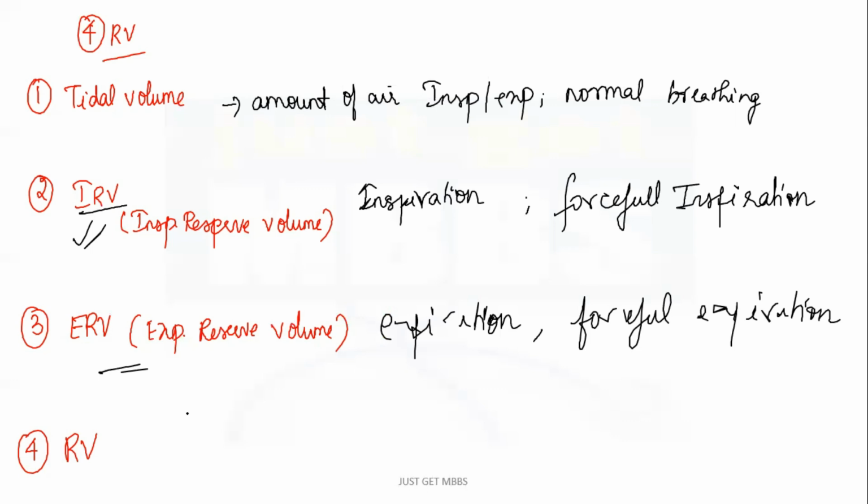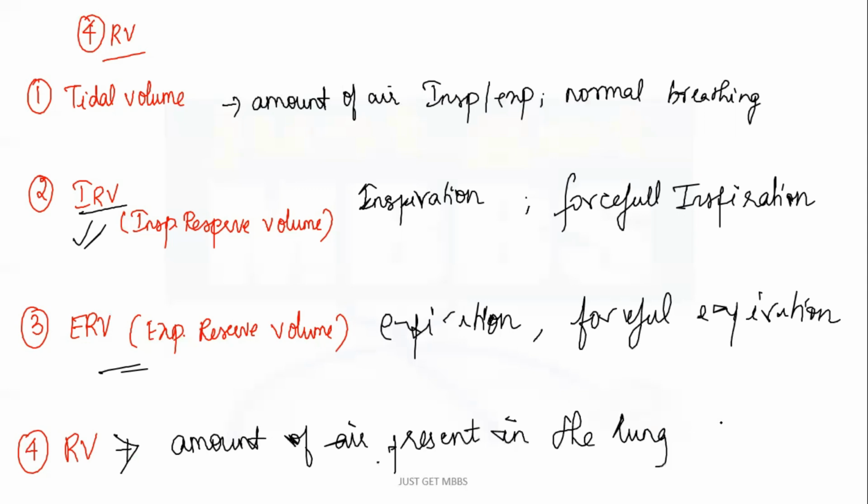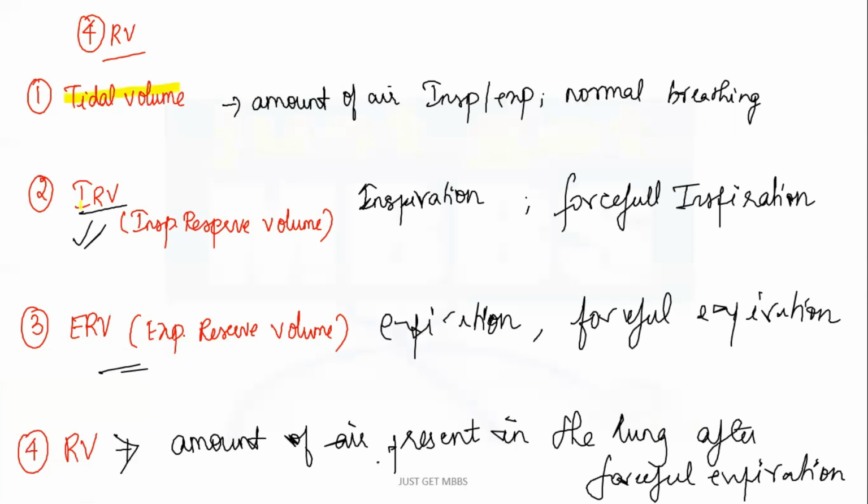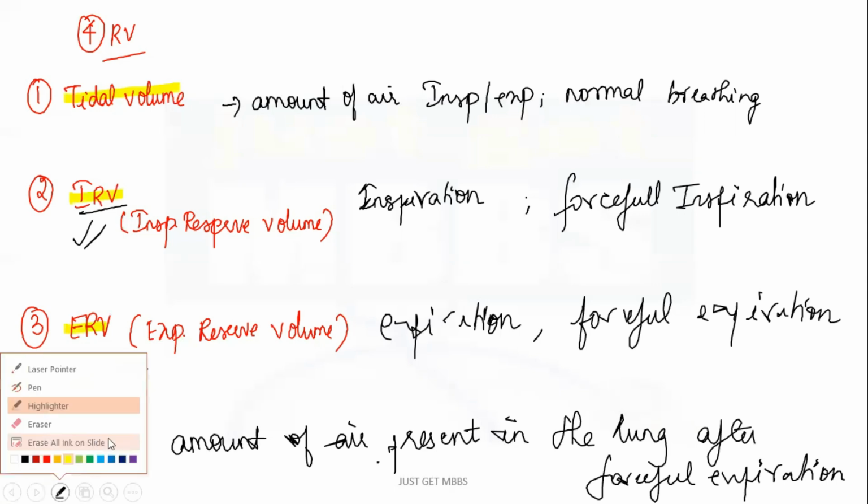Residual volume is I'm trying to calculate the amount of air present in the lung after forceful expiration. Residual means what? Residue. So what is the residue of air present after a forceful expiration in the lung? That is called residual volume. So we have got basically four volumes: tidal volume, inspired reserve volume, expired reserve volume, residual volume. So I have given the instructions to the patient clearly.